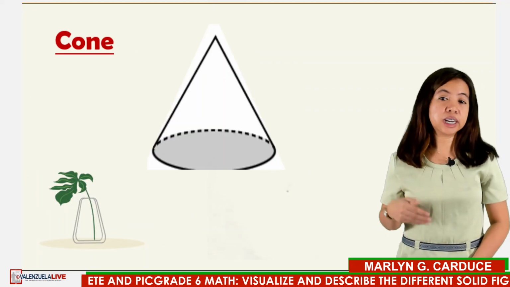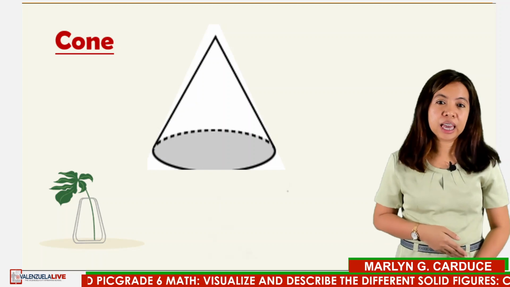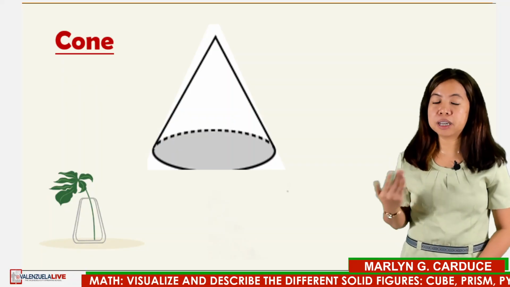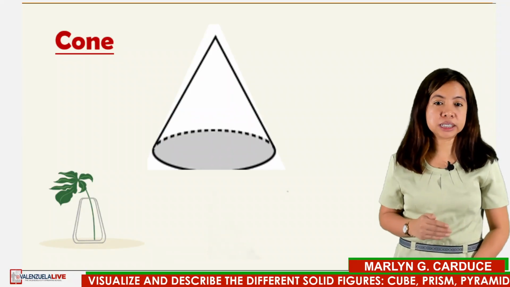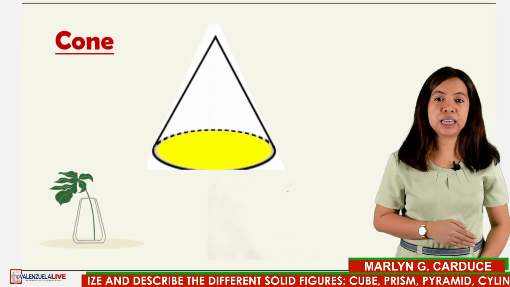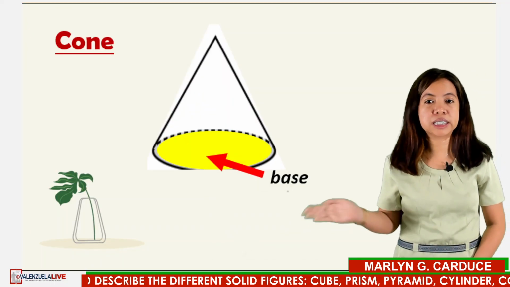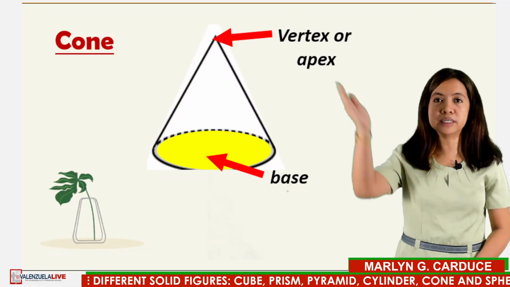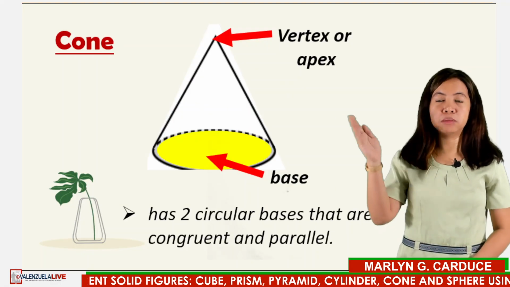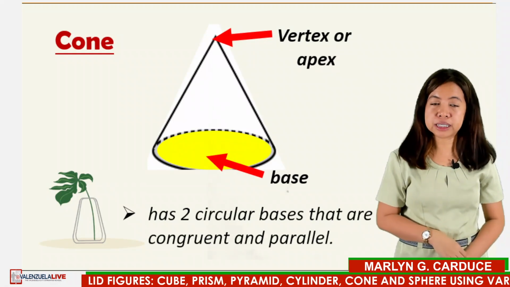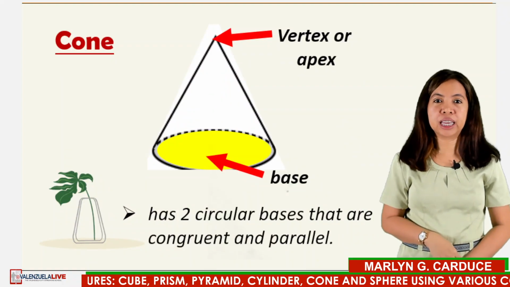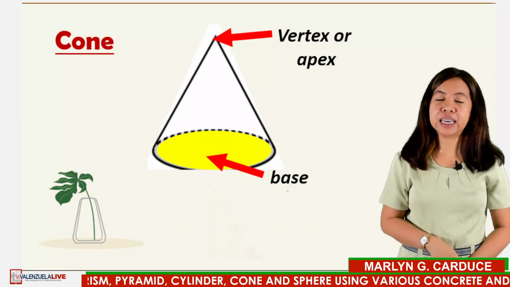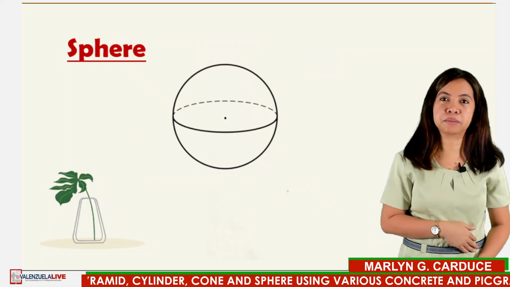Another example of a solid figure with curved surfaces is the cone. A cone is like a pyramid, except that the base is a circular region. And it has a single vertex called an apex. So that is the one at the top. So when we say cone, it has a circular base and it has a common vertex.